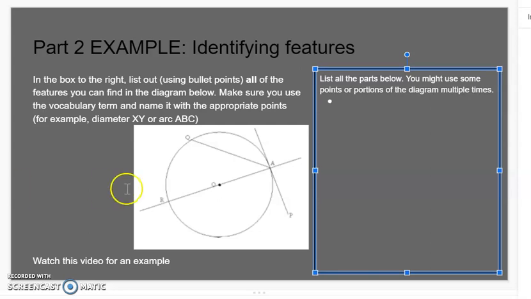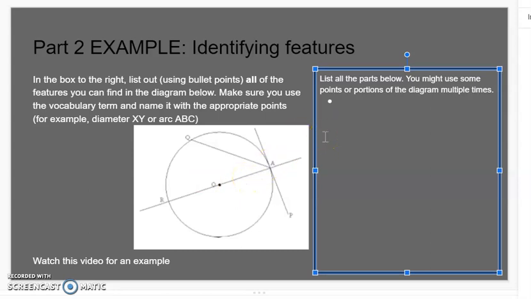Hey guys, in this video I'm going to help you figure out how to do part 2 of our Distance Learning Week 5 assignment, where I'm asking you to identify all of the features that you can using this diagram. In your assignment, the diagram's a little bit different, but the process is going to be exactly the same.